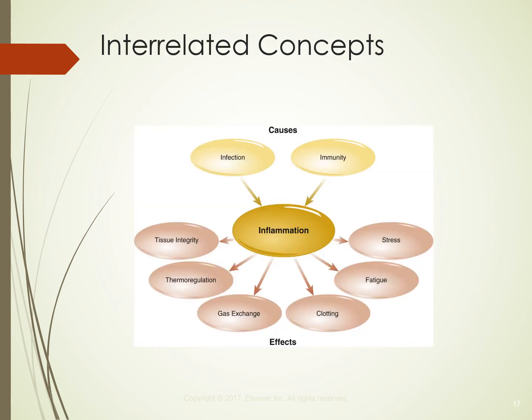Interrelated concepts include infection, immunity, stress, fatigue, clotting, gas exchange, thermoregulation, and tissue integrity. The causes for the inflammation would be infection and immunity, and the effects are the tissue integrity, thermoregulation, gas exchange, clotting, fatigue, and stress.